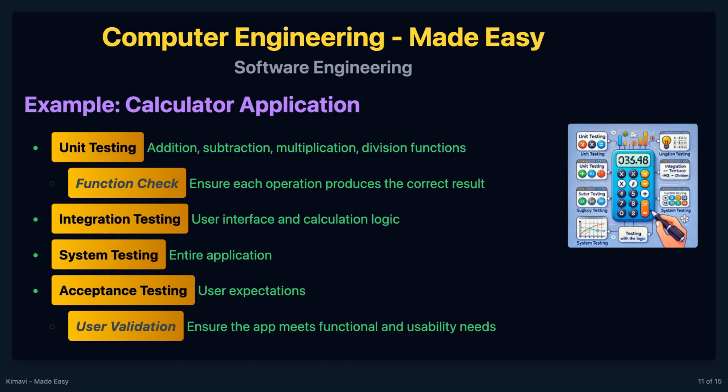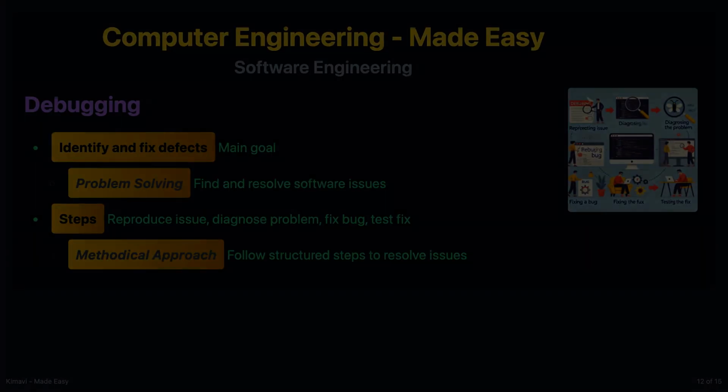For a calculator application, testing might involve unit testing to verify that the addition, subtraction, multiplication, and division functions work correctly. Integration testing to ensure that the user interface correctly interacts with the calculation logic. System testing to test the entire application and ensure all features work together seamlessly. And acceptance testing to confirm that the application meets the user's expectations for functionality and usability.